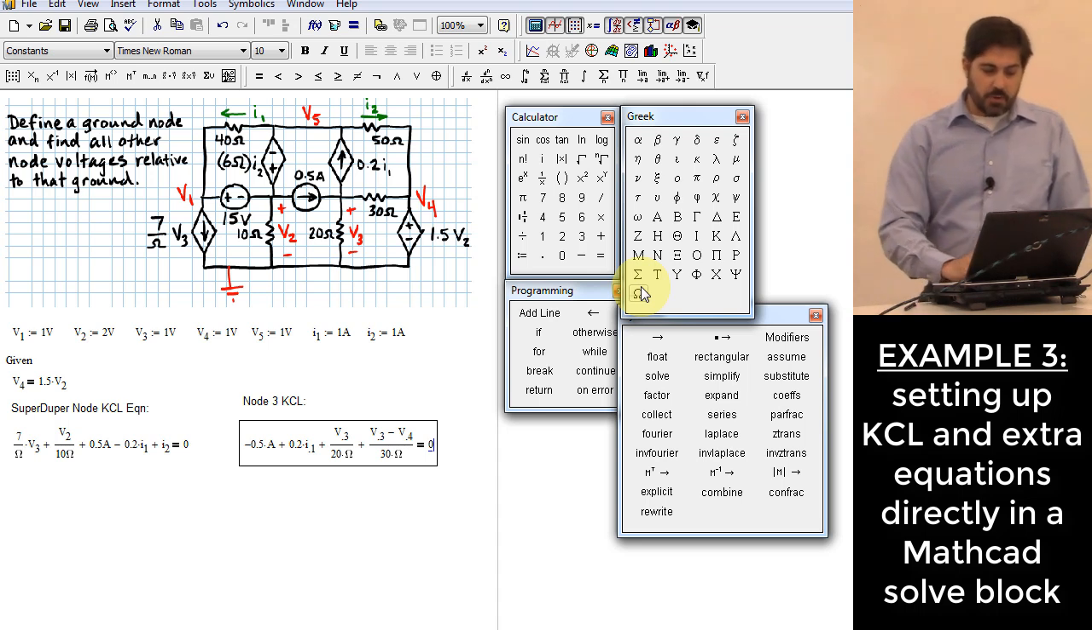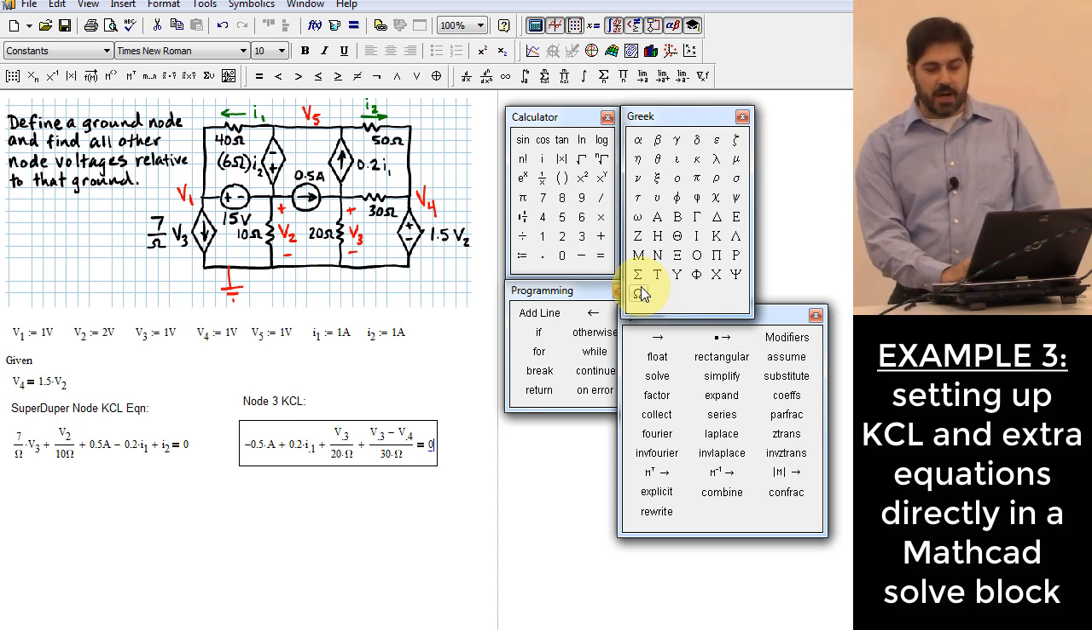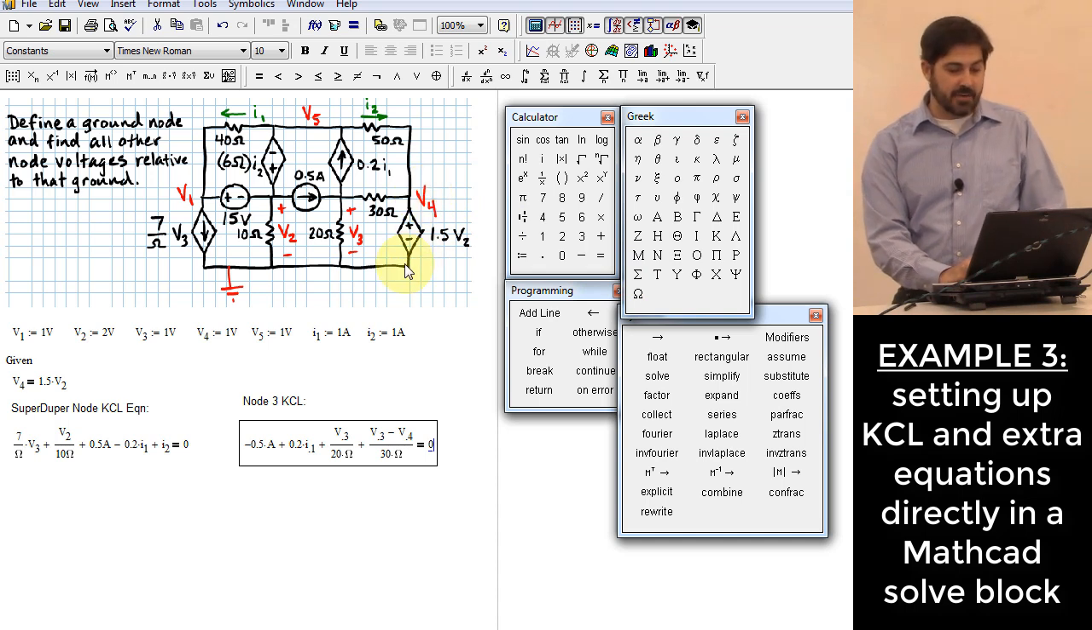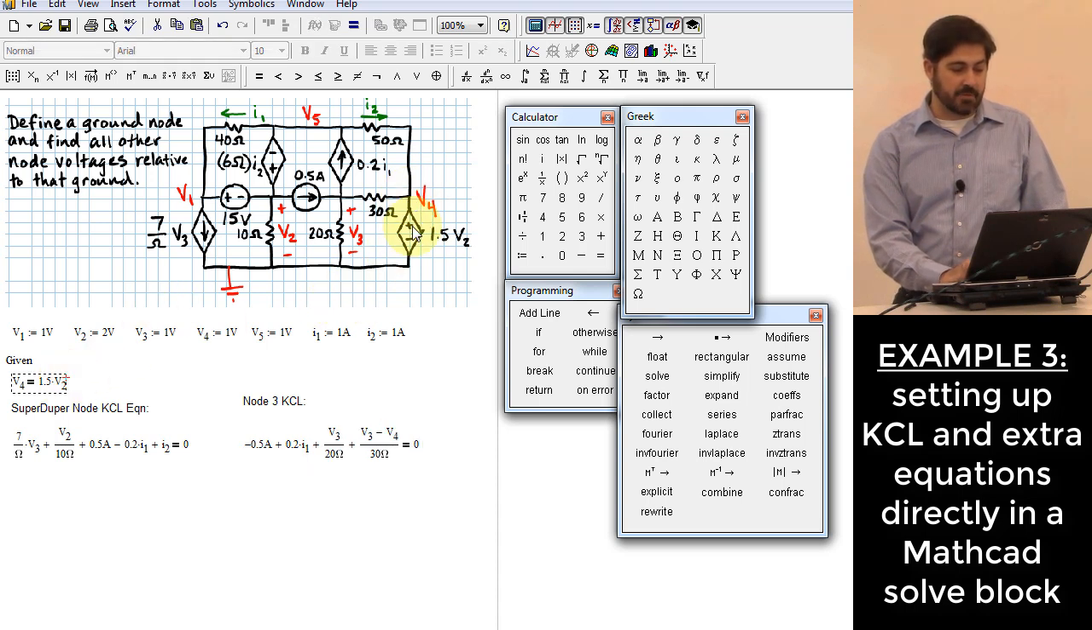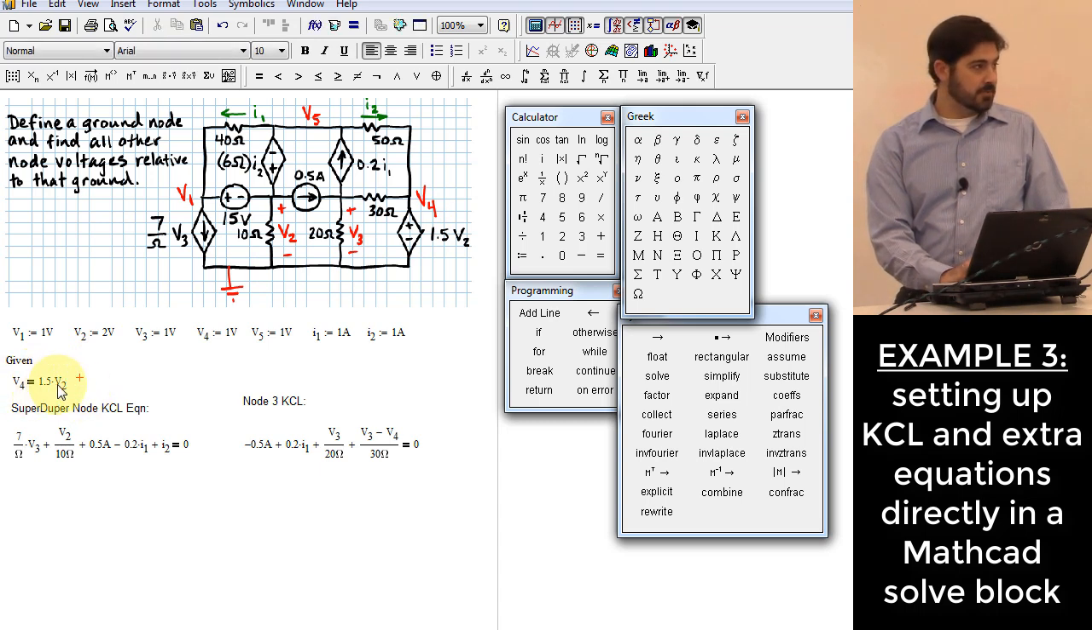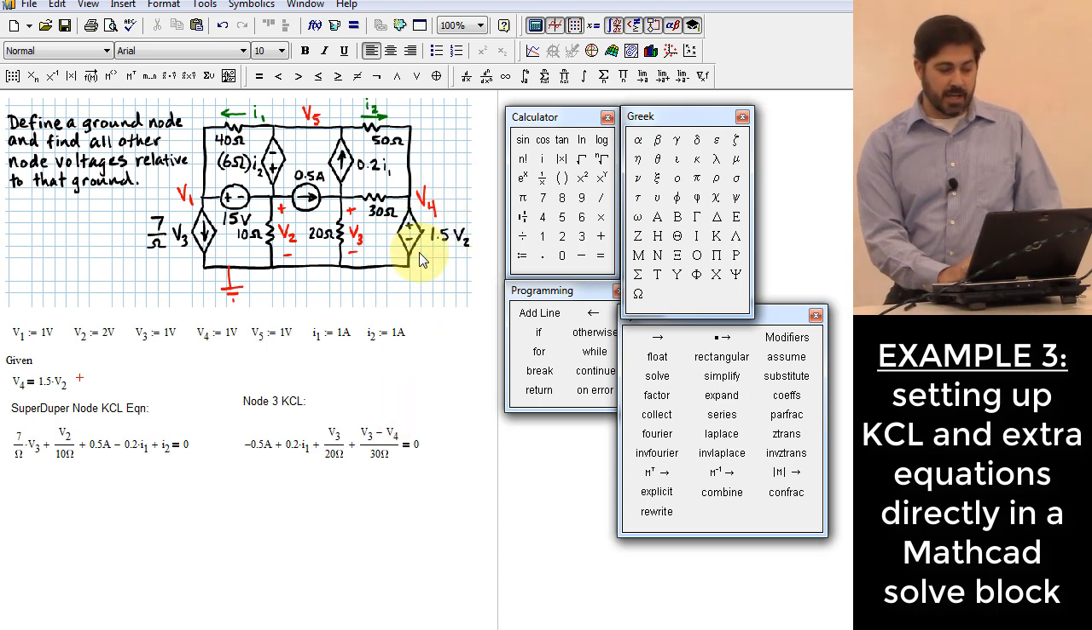Okay, so the answer to that is, do we need to define V4 since it's connected to the ground node? And in a sense, I kind of have done that because I know how this dependent source right here behaves. It's going to have a voltage that's going to be 1.5 times V2. Right? V2 being right here. This is going to be 1.5 times V2. So I can leave V4 as a variable and define its behavior with one of my equations.